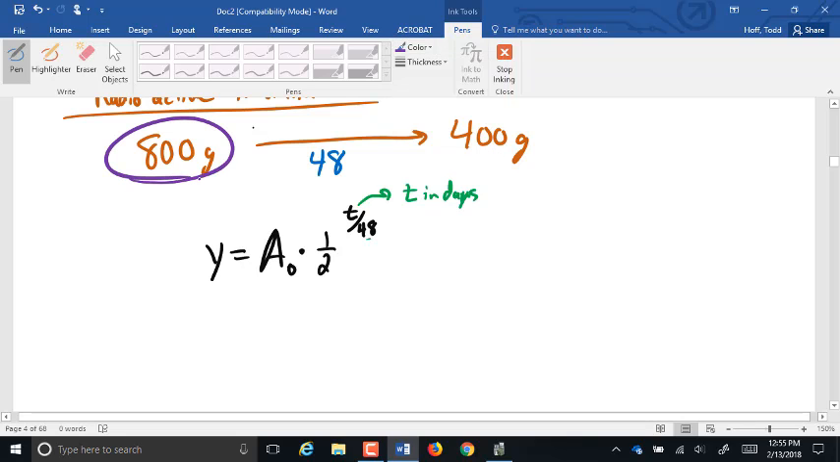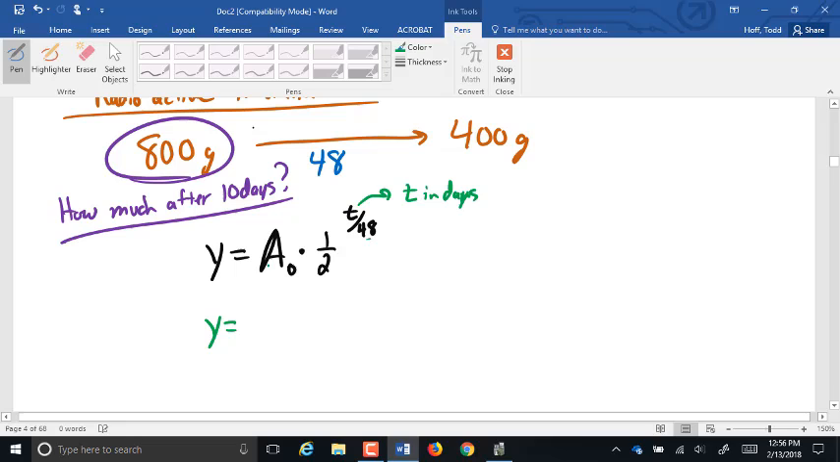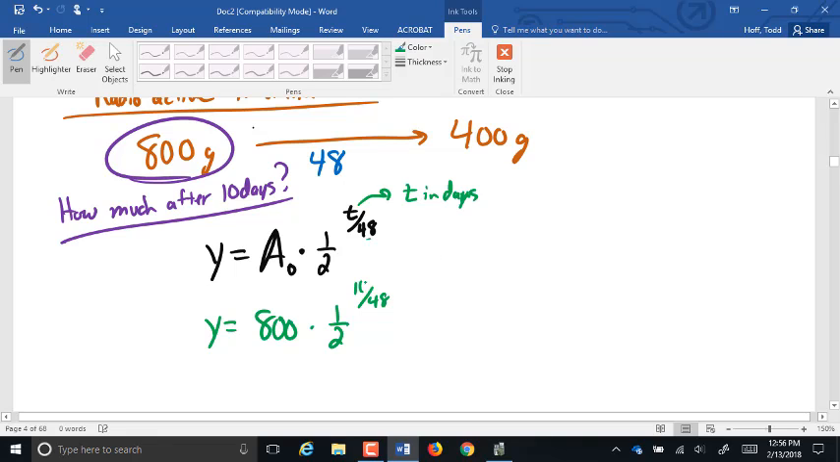So we're starting with 800 grams of material. How much would be there after 10 days? So in our formula, we're going to put in here y equals 800 for 800 grams times 1/2 to the power of t over 48. What goes in for t? 10. So I've got to get my t out of there and put in 10.